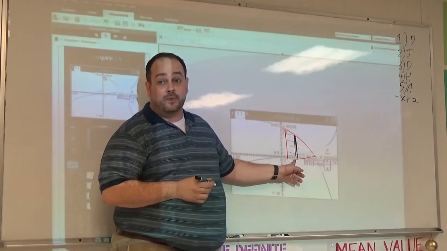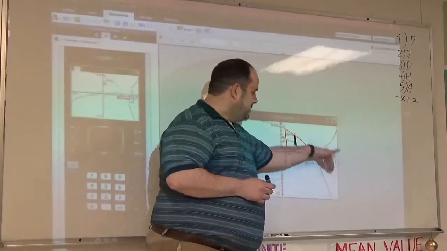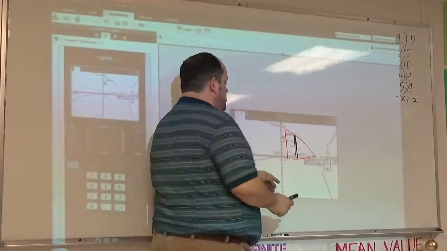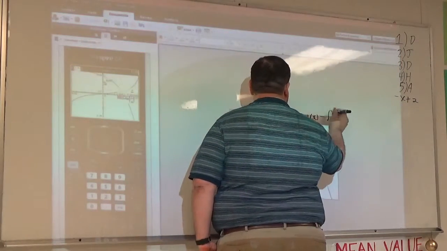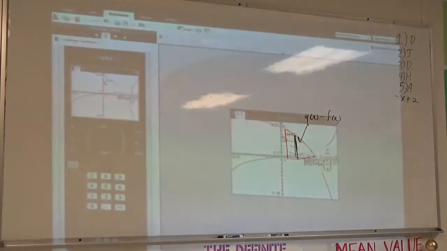And this is where I want to be really careful. Depending on how you labeled your graphs, the one that's coming down this way is g of x. So that representative slice has a height of g of x minus f of x, and you have to write it that way. So it's going to be the integral from 0 to a of g of x minus f of x dx.